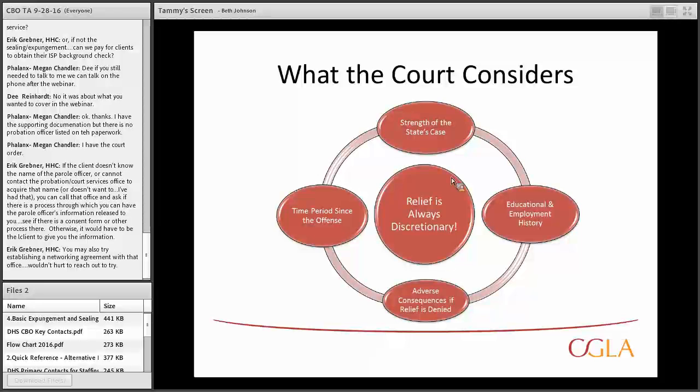If the relief is granted, records are removed from public view, as I mentioned. You can answer no to any questions, follow-up questions about whether or not you have a record. And that's the ultimate form of relief that somebody can get.